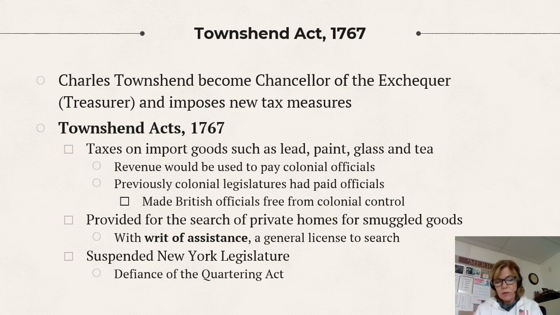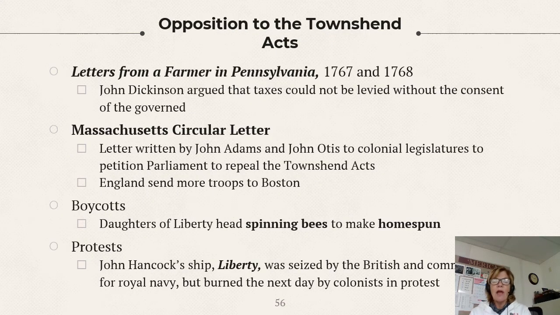These acts also provided for the search of private homes using writs of assistance. And when New York was defiant in abiding by the Quartering Act, they no longer could have a colonial legislature. So we've ticked off Massachusetts and New York and quite a few of these different places by now. All right, so lots of opposition.